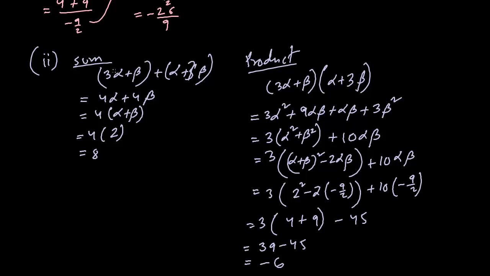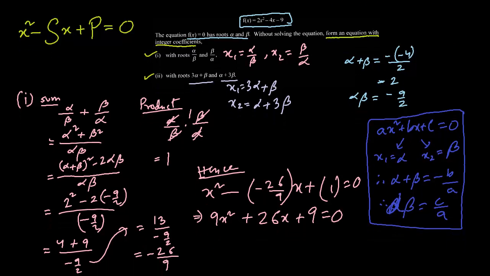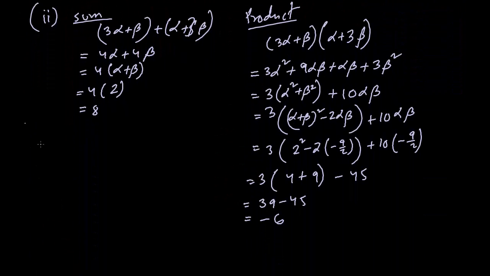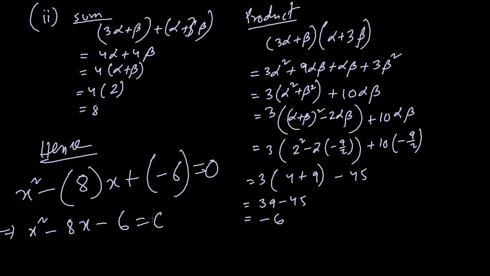So now we have both the sum of the roots and the product of the roots. So remember the rule of finding the quadratic equation when the roots are known. It is x squared minus sum of the roots x plus product of the roots equals to 0. So this is what happens. So we can write, hence the equation is going to be x squared minus sum of the root, which is 8, x plus product of the root, which is minus 6, equals to 0. So this is going to be x squared minus 8x minus 6 equals to 0.